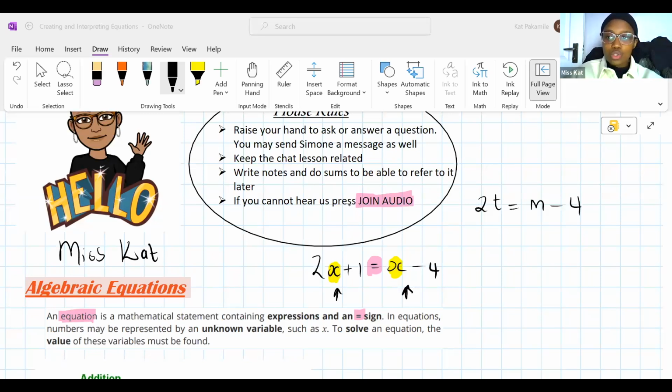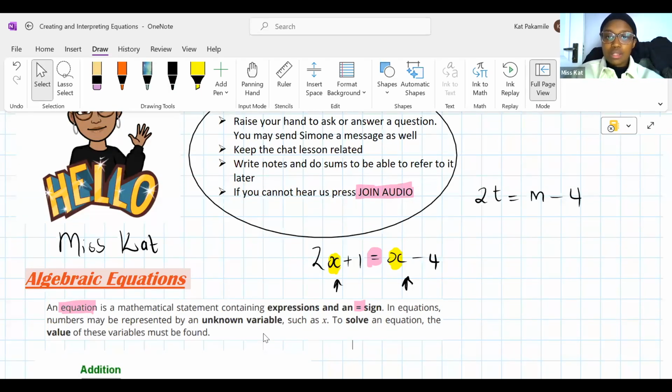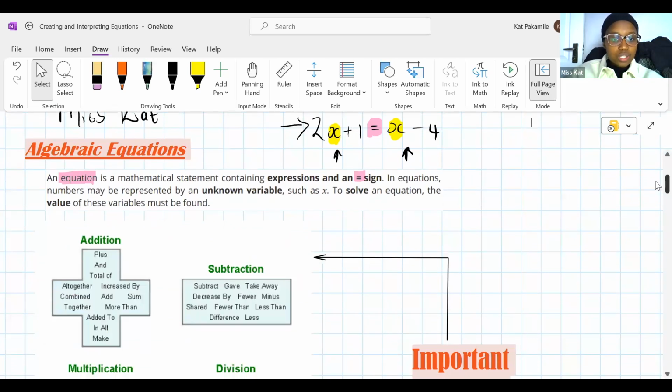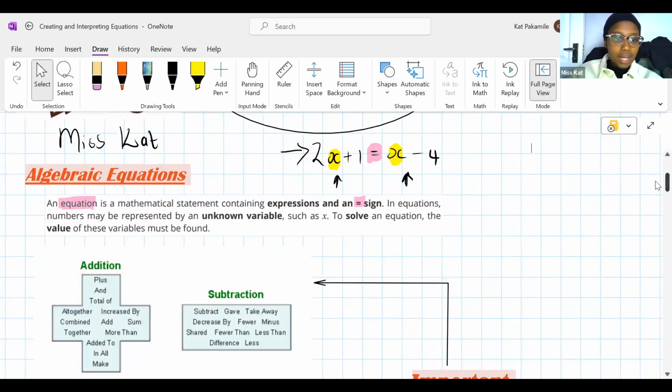To solve an equation, we need to find the values of these variables. In this case, I would want to know how much x is. But that's not what we're going to be doing today. Today, we're just going to be talking mainly about the language. We're going to be creating and interpreting algebraic equations. So first things first, we're going to start from the language.